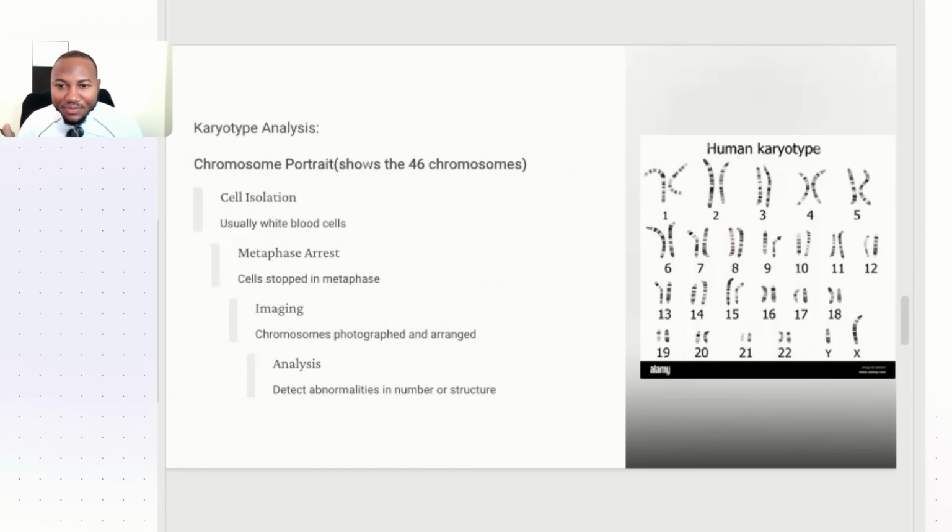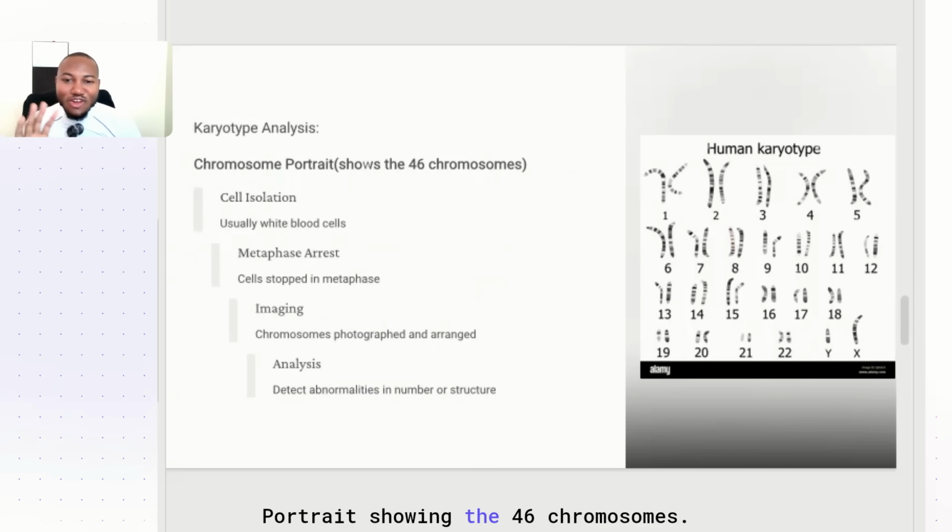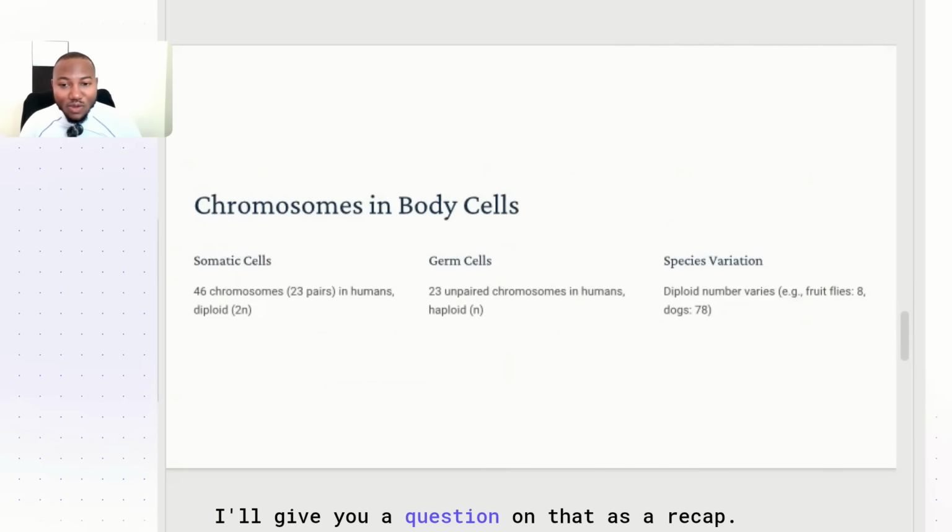All right. Now let me jump into karyotype. What is karyotype? There's a question on it. Karyotype is a portrait showing the 46 chromosomes. It's as simple as that. If they ask you karyotype, remember this in the exam. I'll give you a question on that.